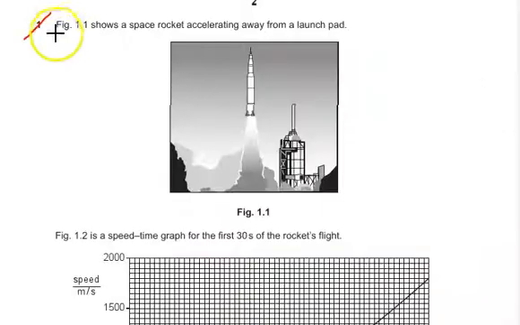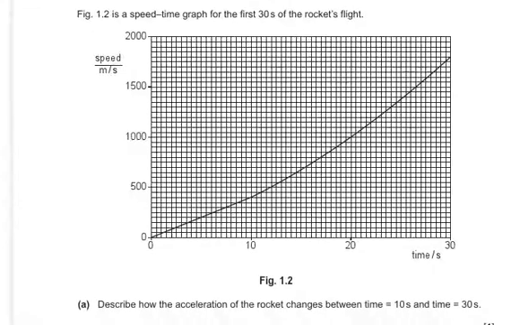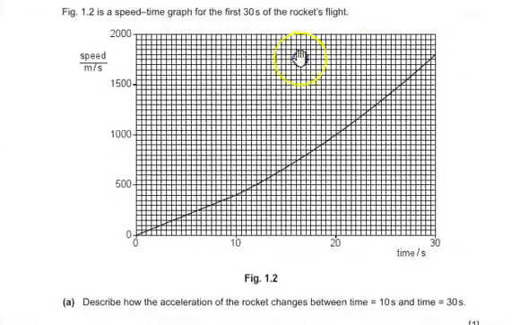First question. Figure 1.1 shows a space rocket accelerating away from a launch pad. Figure 1.2 is a speed-time graph for the first 30 seconds of the rocket's flight. Here's the speed and here's the time. We can see it is accelerating.